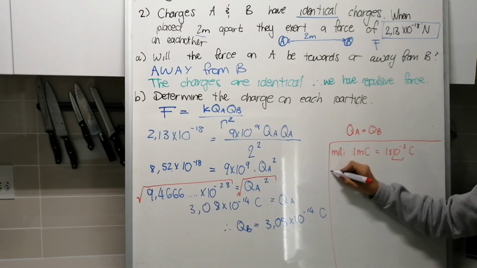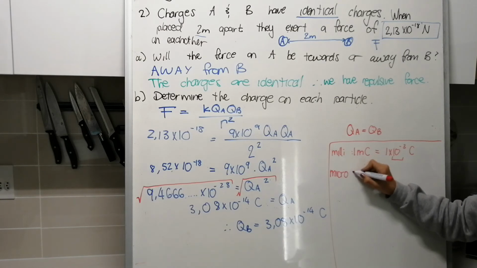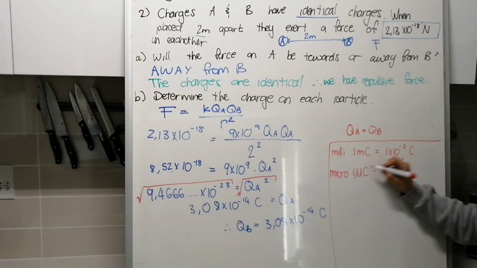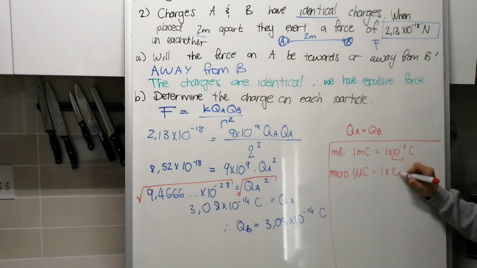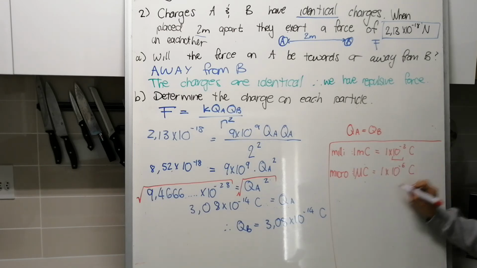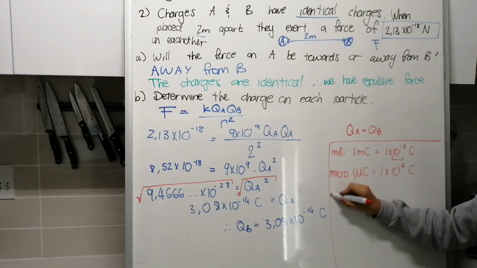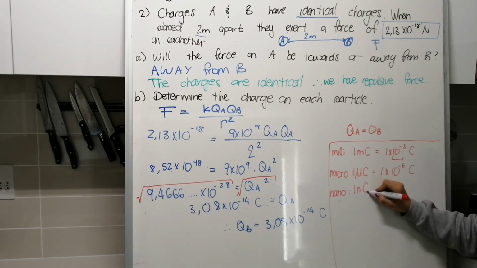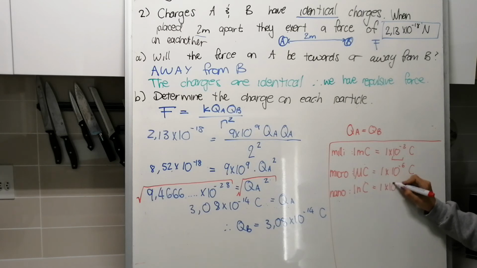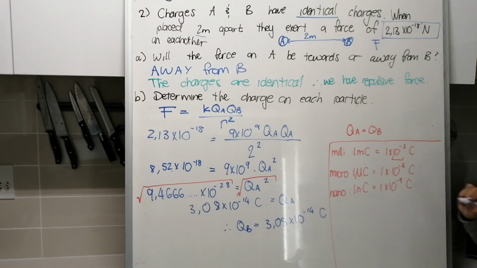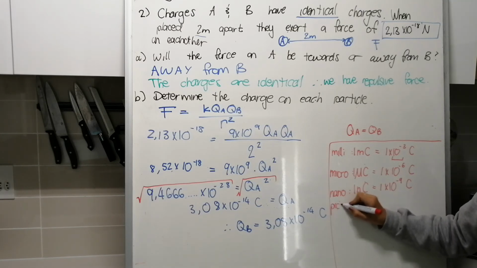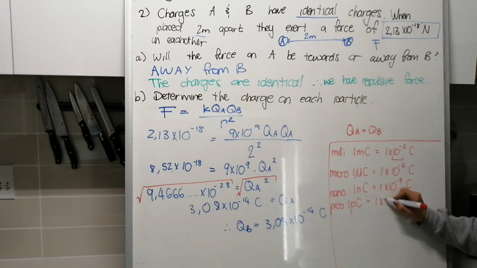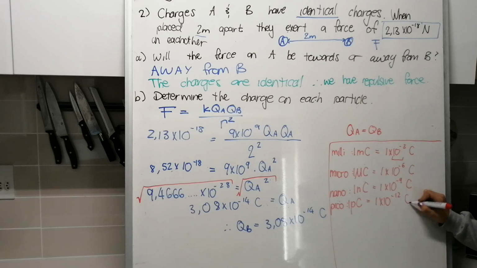If you're given microcoulombs, 1 microcoulomb is equal to 1 times 10 to the minus 6 coulombs. If you are given nanocoulombs, then 1 nanocoulomb is 1 times 10 to the minus 9 coulombs. And if you are given picocoulombs, that's PC, 1 picocoulomb is 1 times 10 to the negative 12 coulombs.